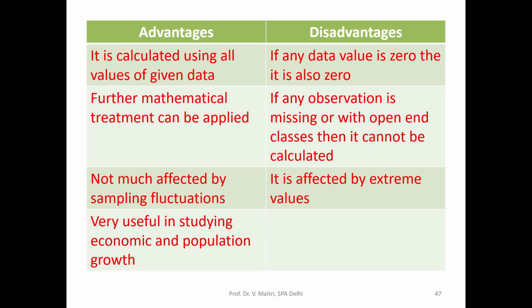And the disadvantages are, if any data value is 0, then everything becomes 0. If any observation is missing or open-end classes are there, it cannot be calculated. But definitely it is affected by extreme values. So extreme values have a lot of impact on that. That's the difference between location based averages and mathematical based averages.